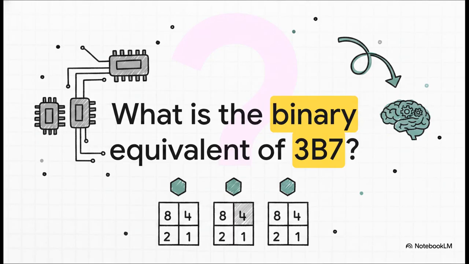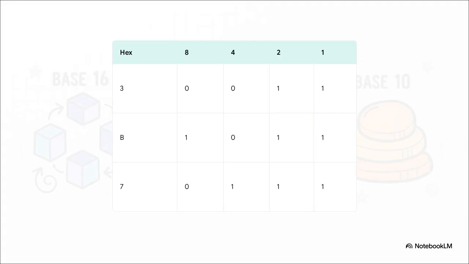Let's try a 3-digit hex code, 3B7. Same drill. Pause the explainer, draw 3 separate little 8421 grids side by side, remember what number B stands for, and convert the whole thing to binary. Unpause when you're ready. Let's walk through it.